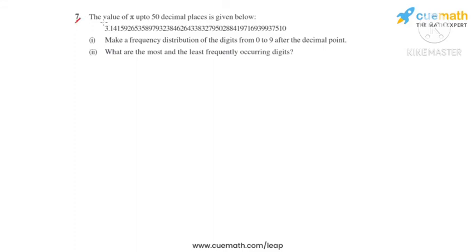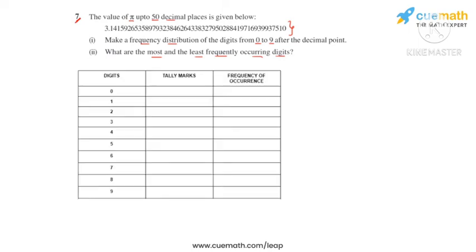Question number 7 says that the value of pi up to 50 decimal places is given below. So this is the value of pi up to 50 decimal places. We have to make a frequency distribution of the digits from 0 to 9 after the decimal point. And then we have to find what are the most and the least frequently occurring digits. So we will first have to make a frequency distribution table of the digits 0 to 9. So this is the table that we make, and the digits are already listed. We will have to find how many times are these digits occurring. So for 0, it's occurring 2 times, so we write the tally marks and the frequency.